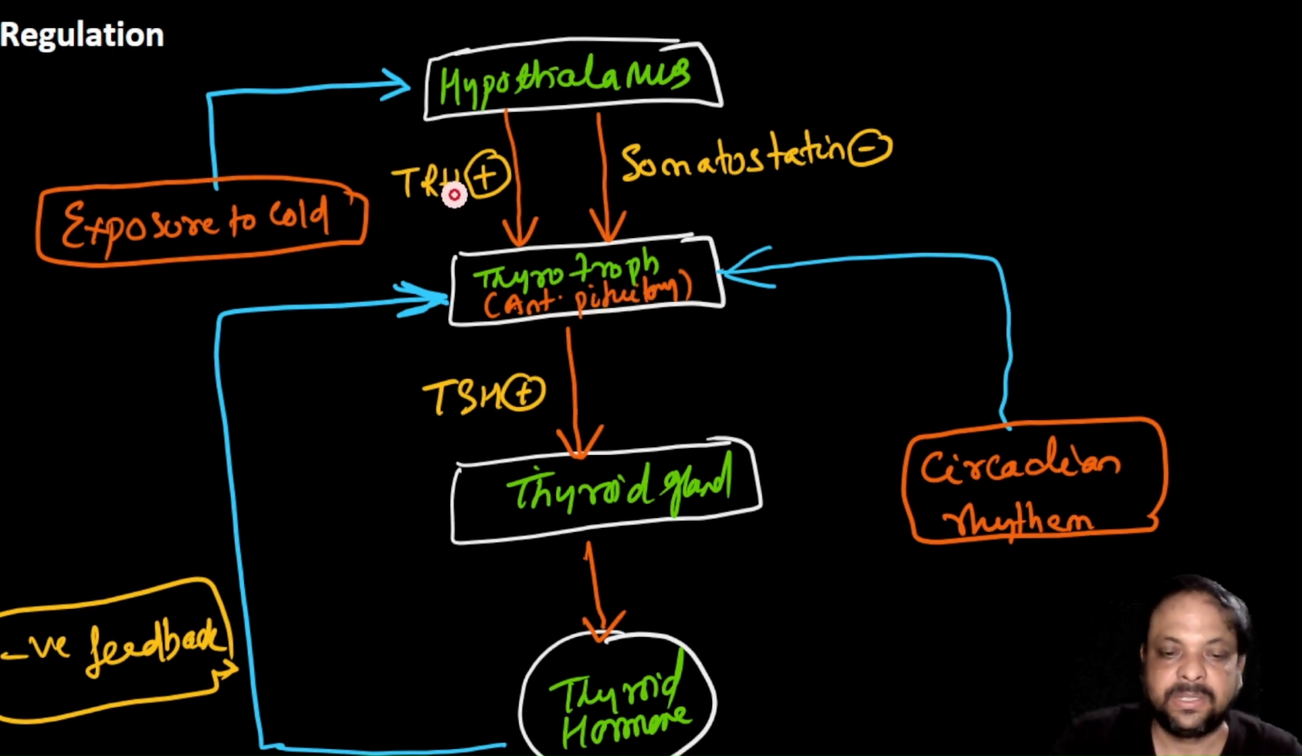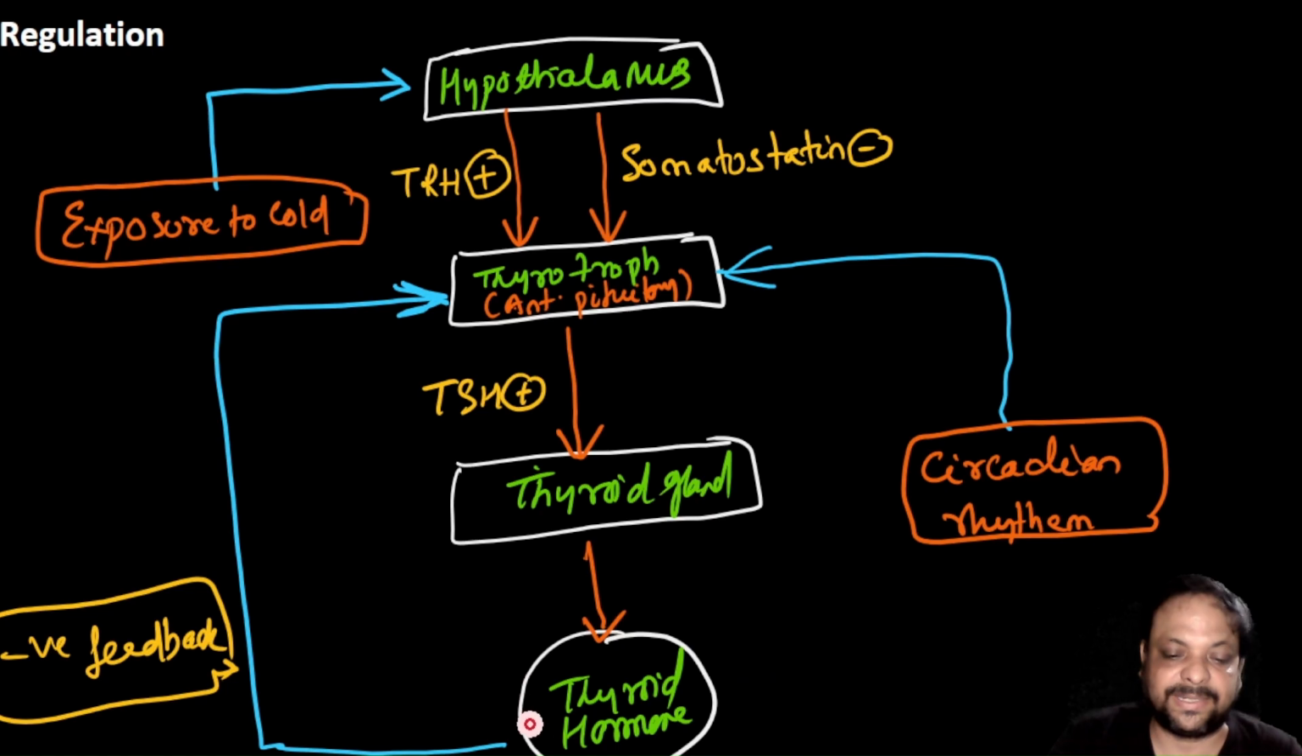Let's take an example. Suppose the releasing hormone increases, then the anterior pituitary gland starts releasing the stimulating hormone. So thyroid stimulating hormone is controlled by the releasing hormone. If this is increased, then definitely TSH will be secreted from the anterior lobe of the pituitary gland, and this TSH will activate the thyroid gland to induce it to secrete the thyroid hormone, that is T3 and T4 hormones.